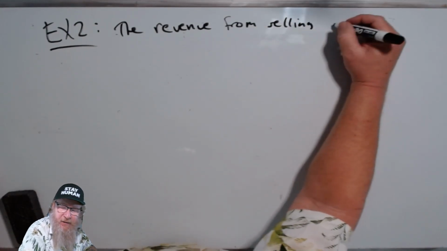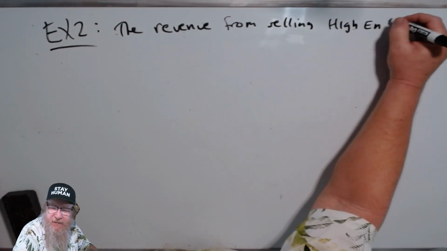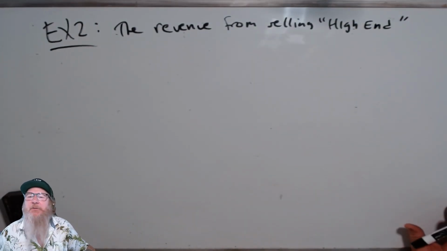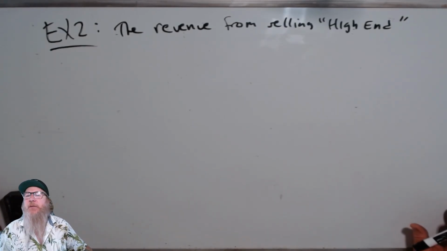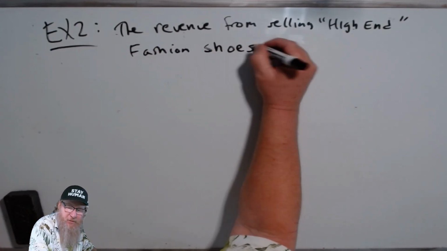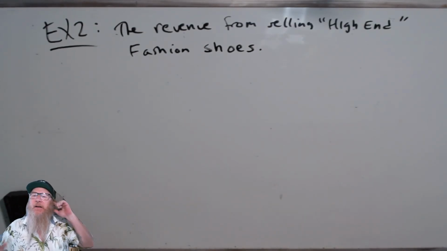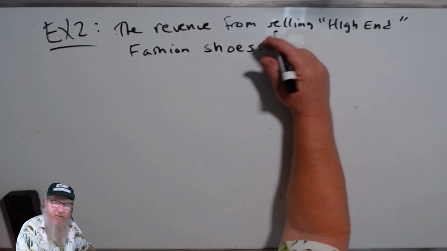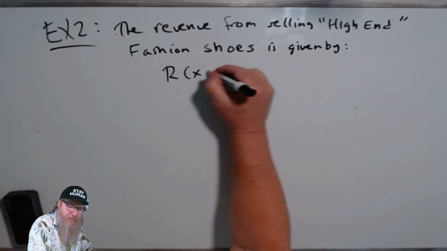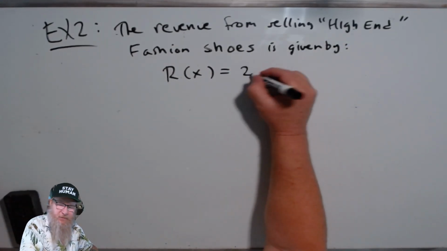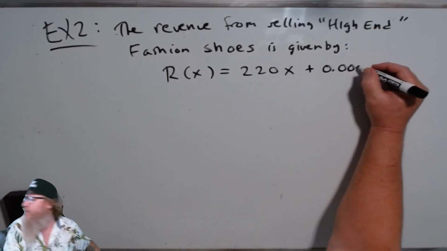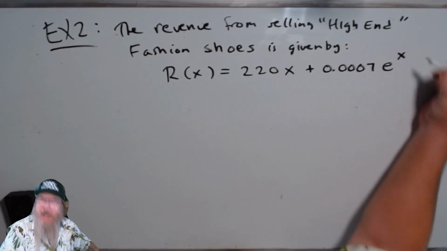So the revenue from selling high-end, notice in the last example, I didn't even know what we were selling. It didn't matter. I was just calling them widgets or gizmos or something. So these are high-end fashion shoes. You're wearing fancy shoes on the red carpet. Is given by $220x plus 0.0007 e to the x.